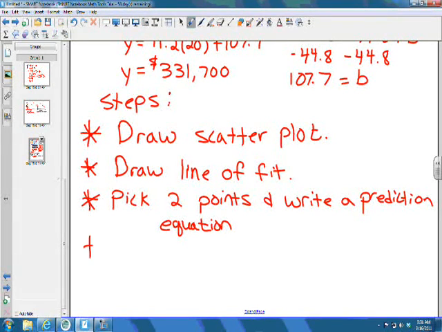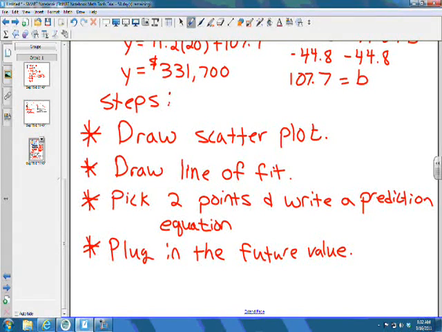And then what do we do last? Plug in the future value. But it won't always be a future value. One of your homework problems, you're comparing the hockey goals to assists, and then you'll be plugging in a number of goals. So it may not be a future value. It's just whatever that value is that they want you to figure out.